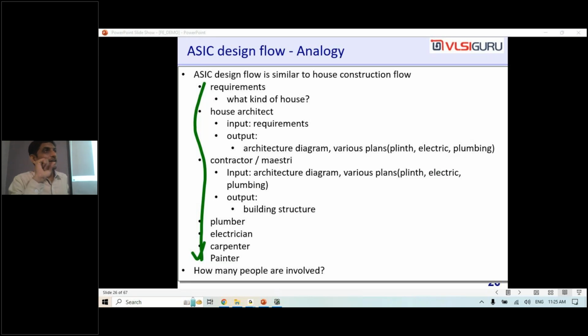In which case can one person do everything? Let's take house construction only. In which case can one person do it? If you are building a small room, I can have one person do everything because it's a very simple requirement. If the design is more complex, if the house is more complex, you need more people to be involved.